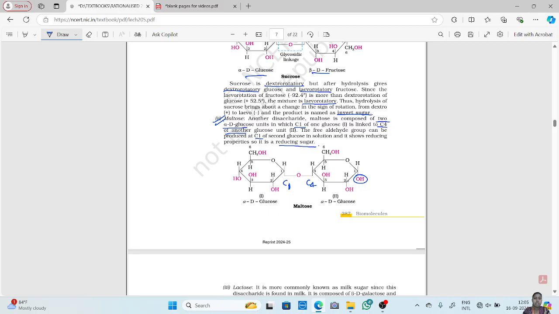Hence, maltose is considered to be a reducing sugar. So this is the structure of maltose, and this is the glycosidic bond.